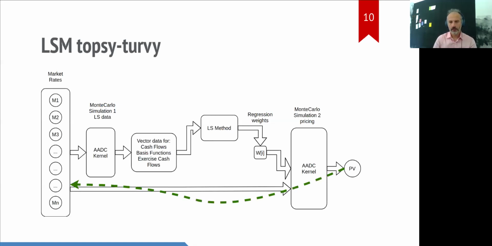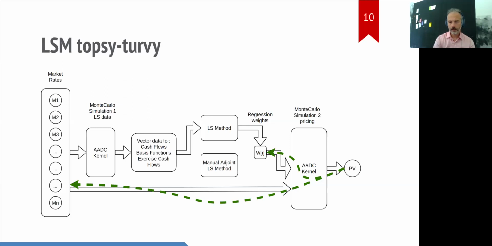The second Monte Carlo can be executed pathwise, meaning we no longer need any regression data. So we can basically run it as normal, giving PVs. And we can execute the adjoint of each Monte Carlo path and propagate adjoints from PV to market rates. What we can also do is propagate adjoints to regression weights, as previously described. Because our strategy is now smooth, we're able to accumulate all adjoints to regression weights.